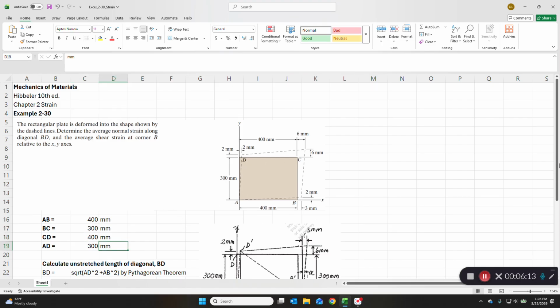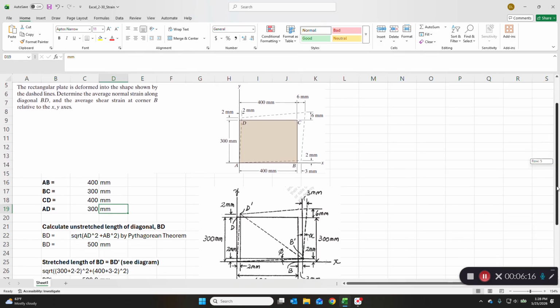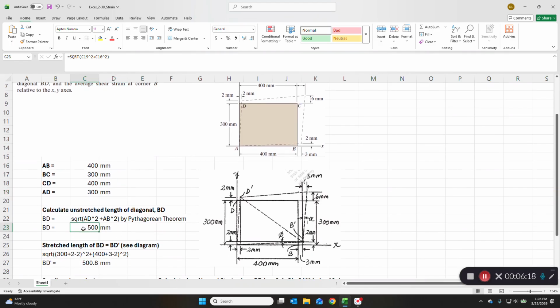So we know that the diagonal BD then is 500 because this is by Pythagorean theorem. It's a 3, 4, 5 triangle. 300, 400, 500. BD originally is 500 millimeters across the diagonal. Now when the force is applied that deforms this polygon into a new shape that's shown by the dashed lines, we want to then figure out what's the stretched length of BD. So that's BD prime. Okay, B prime, D prime.